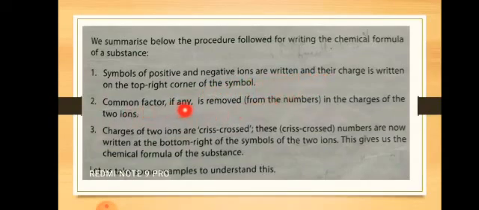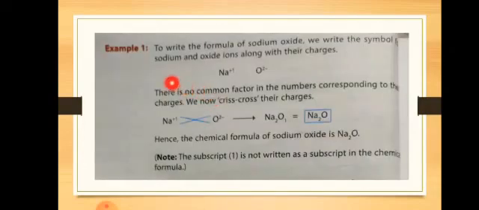Then the common factor, if any, between the positive charge and negative charge. If they are the same, then they get cancelled. Okay. So the charges of the two ions are crisscrossed. Now we will see in the example what is the meaning of crisscross. These crisscross numbers are now written at the bottom right of the symbol of the two ions. This gives us the chemical formula. So we will understand this when we see the example.